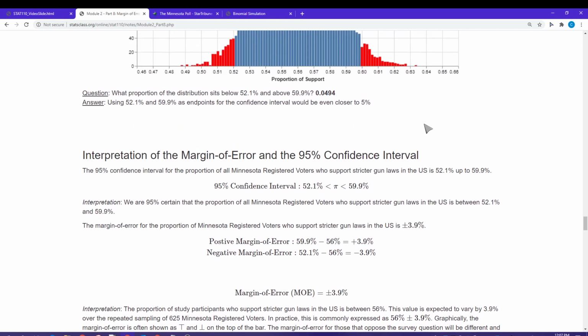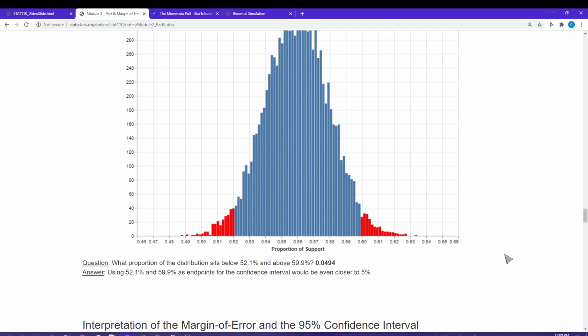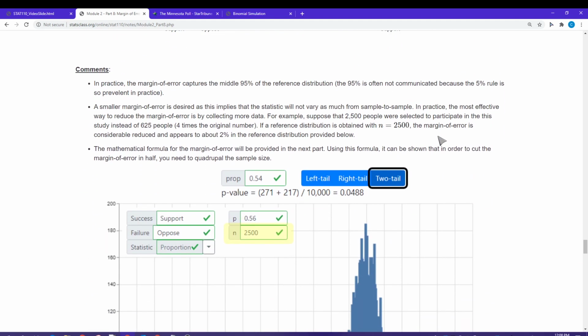If we obtain the middle 80% of the distribution, then the margin of error would be considerably smaller. Or if we wanted to obtain the middle 99% of the distribution, then the margin of error would have to be considerably larger. So they do not communicate. Oftentimes, when we report the margin of error, we do not communicate that we are going after the middle 95%. But again, that's standard practice to use that middle 95%.